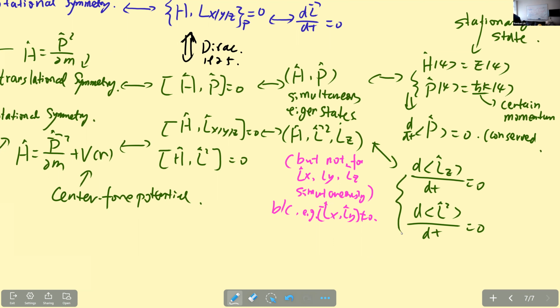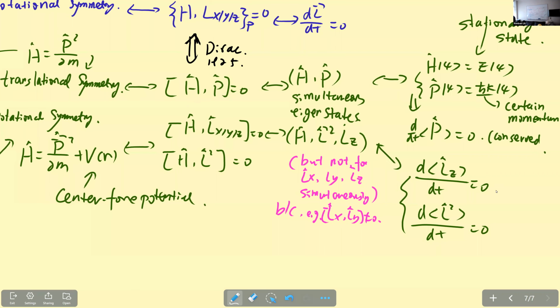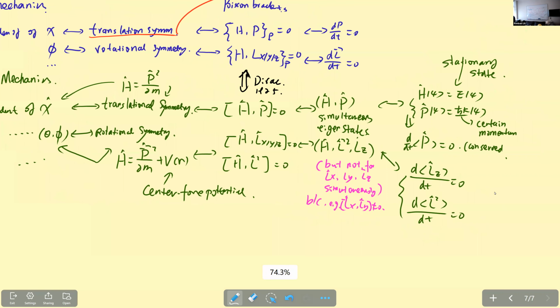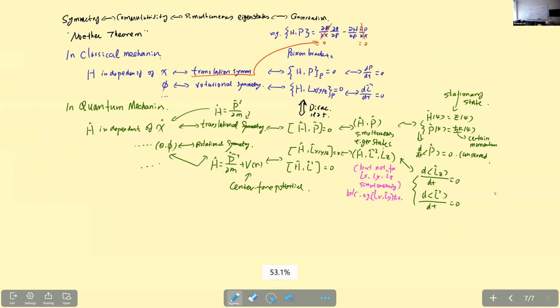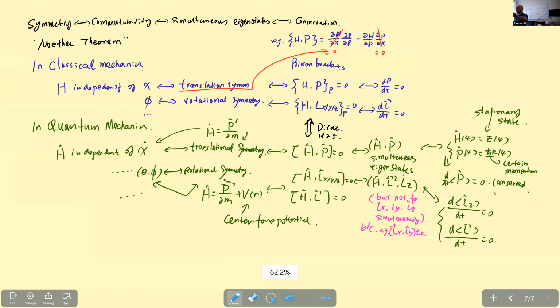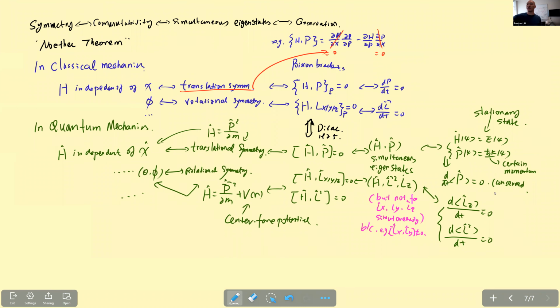if we have a rotation symmetry, that's something we have now for the symmetry and the conservation. So we go from here to here.